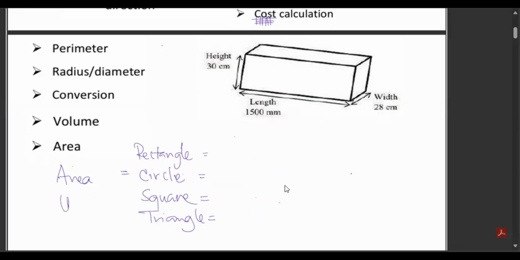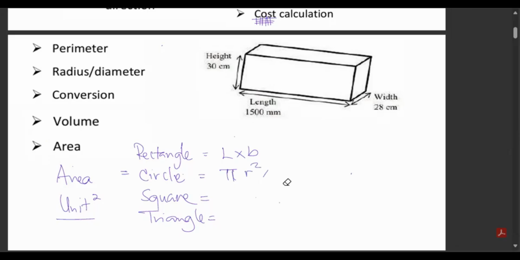First and foremost, you have to know the units for area. They will always be squared. But how do we get the area of a rectangle? We shall say length times breadth. That's the formula. Then the area of a circle, we shall say pi r squared.